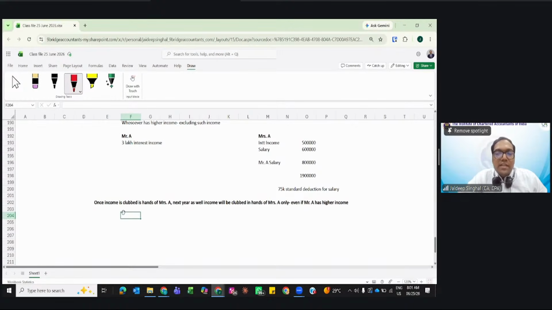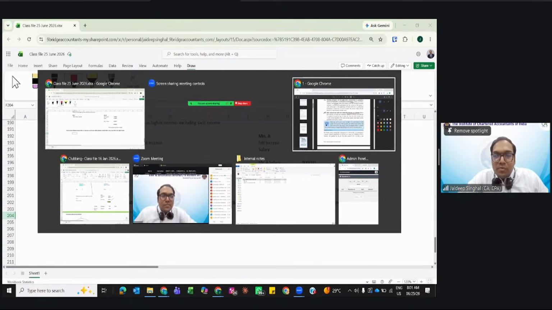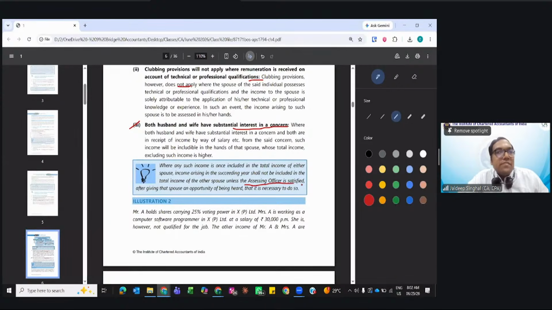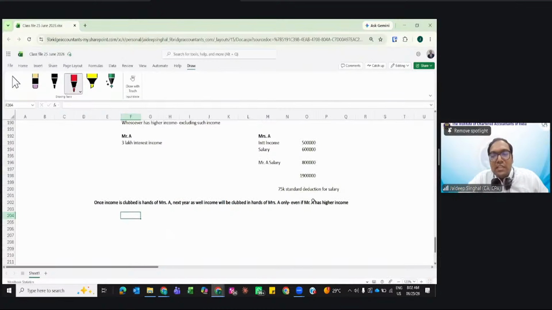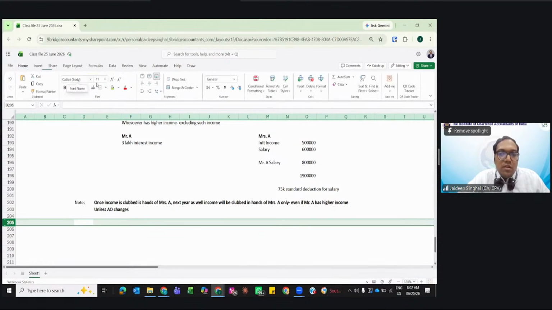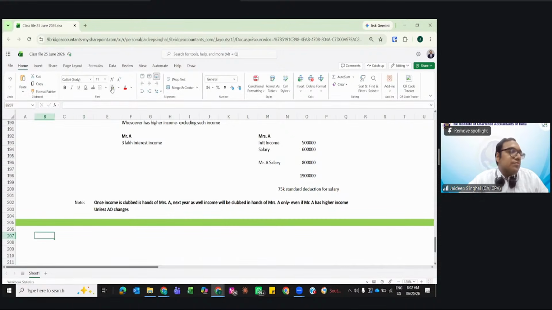So income will be clubbed in the hands of Mrs. A. Now, if the assessing officer says the opposite, unless the assessing officer is satisfied, after giving that spouse an opportunity of being heard, it is not necessary to do so. If the assessing officer says you tax it in the hands of Mr. A, then it will be taxed in the hands of Mr. A, unless the AO changes that. Clear? So this is about clubbing of income in case of spouse.